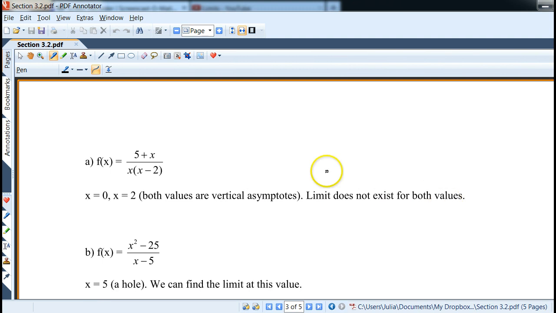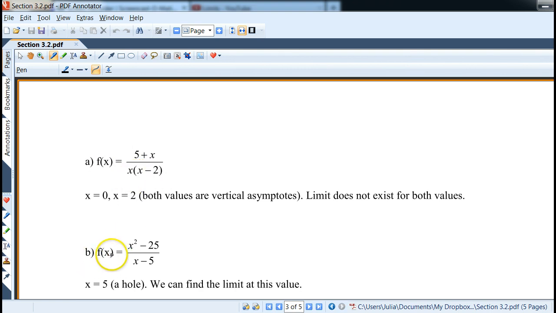How I figured that out, I graphed it, and at both of those vertical asymptotes, both sides, the left and the right, were approaching different infinities. So if you graph it, you will see it. It approaches, I think, negative infinity on one side and positive infinity on the other. So this is how you can figure out that the limit does not exist. You can graph it, and if both sides go to different infinities, it does not exist.